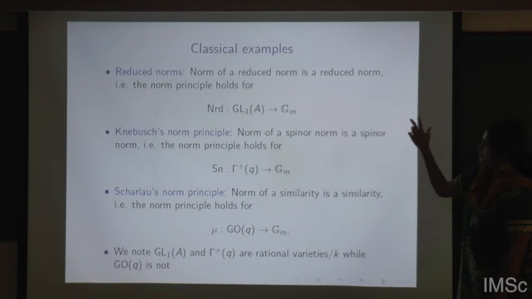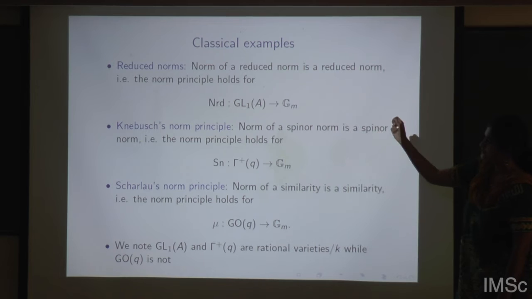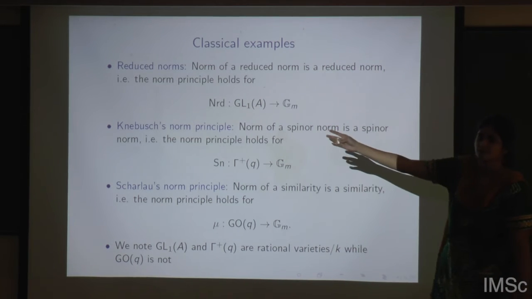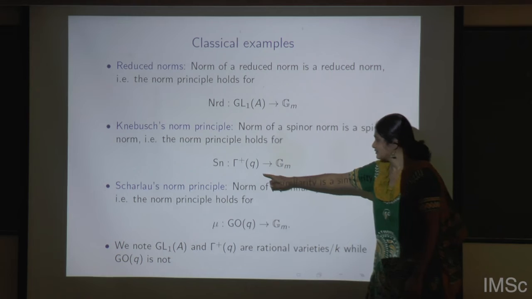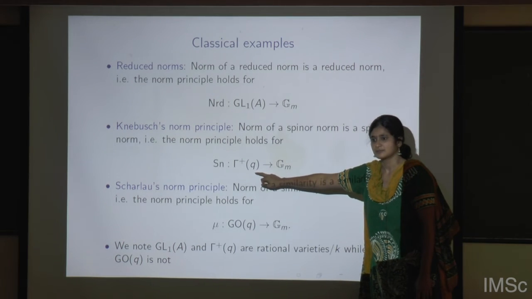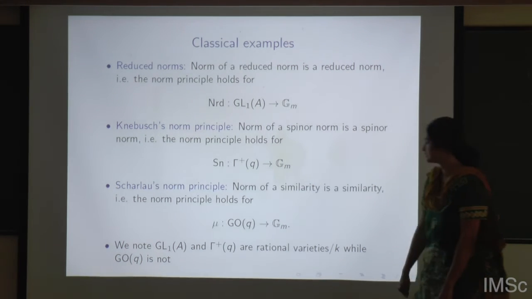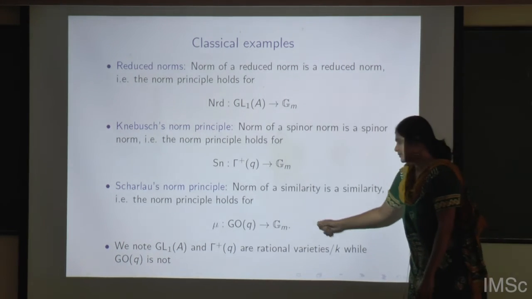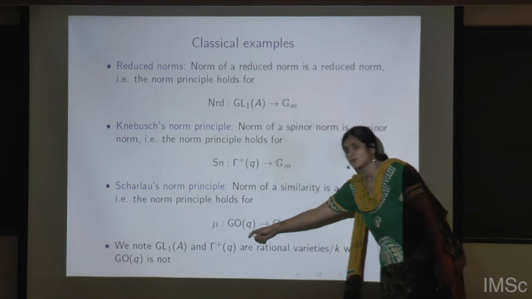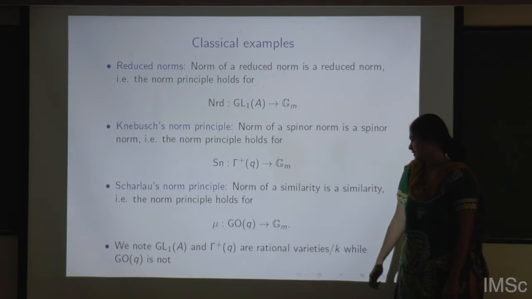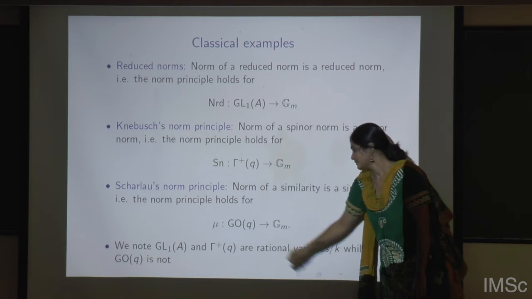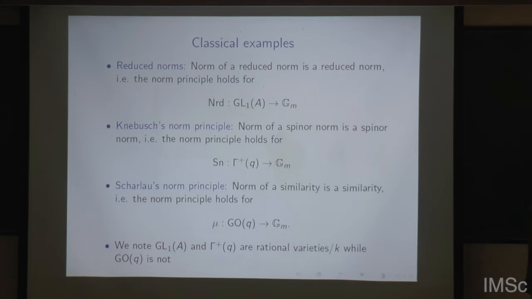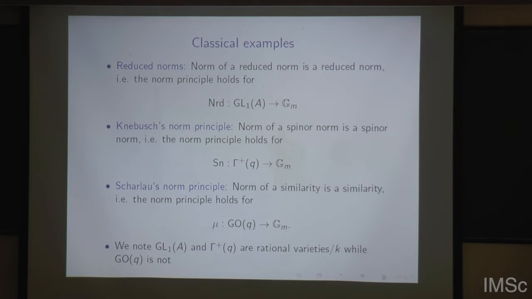And you know a norm principle here because you prove that the norm of a spinor norm is a spinor norm. It's important for me because if Q is even dimensional, this is type D. So this is one part of type D groups. The other part of type D comes from GO(Q), right? So you have a quadratic form, and this is what is called the group of similitudes.